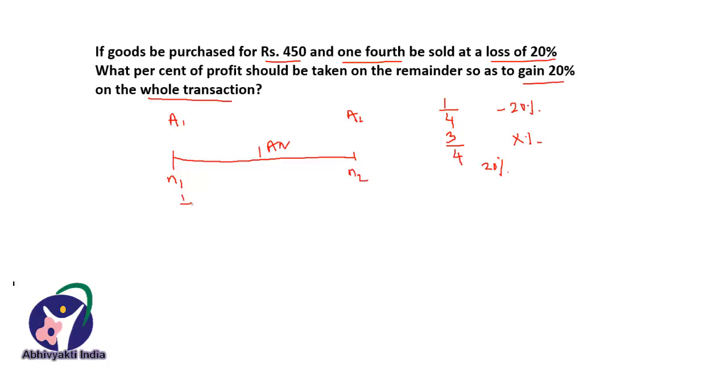Now the one-fourth is sold at a 20% loss, then three-fourth will be sold at X% so as to get the overall gain of 20%.